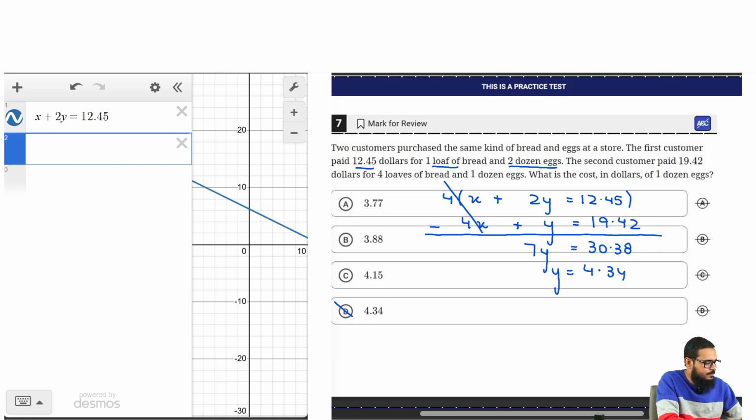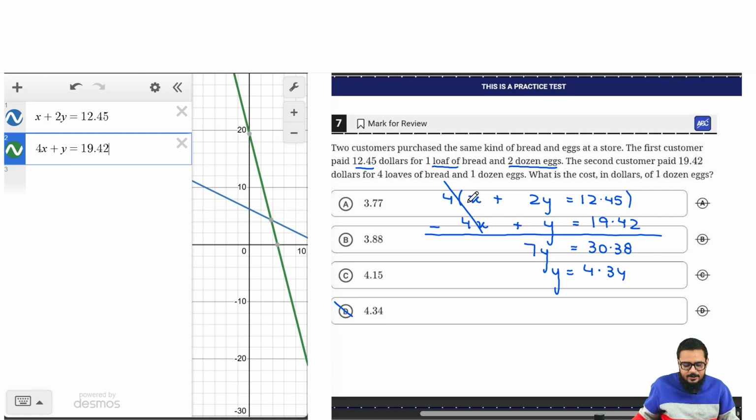So 4x plus y equals 19.42, and I'm looking to find out my intersection point. Specifically, I'm looking to find out the value of variable y at my intersection point. That's 4.34 right over here, and that's mentioned in answer option D.